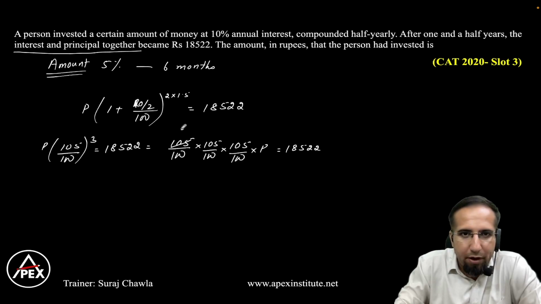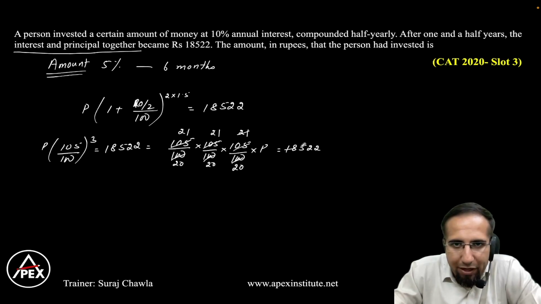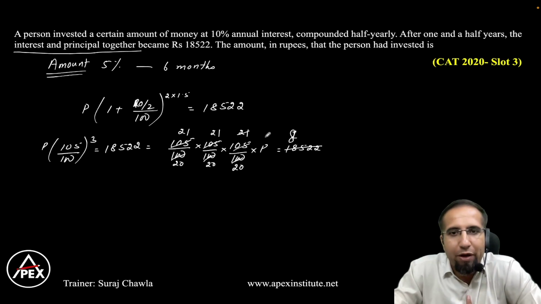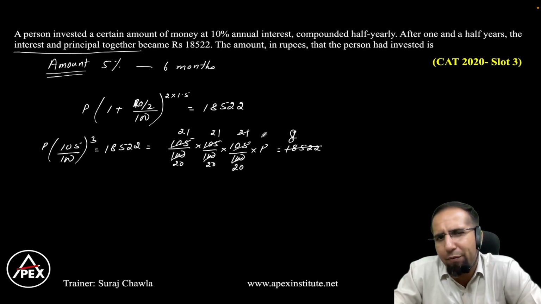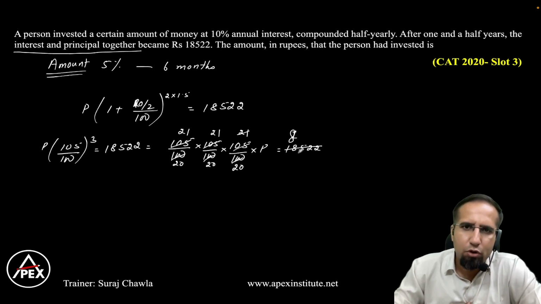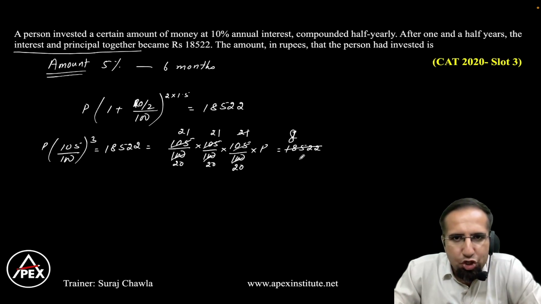Now what is 105 by 100? That is 21 by 20. This is also going to be 21 by 20. And this is also going to be 21 by 20. Let's cancel by 21. 21 into 8 will give you 168. 21 into 9 will give you 189. That doesn't go. So 168.